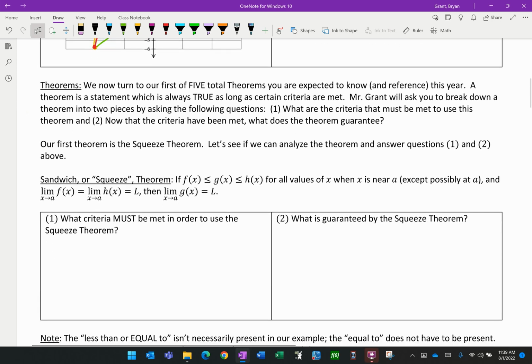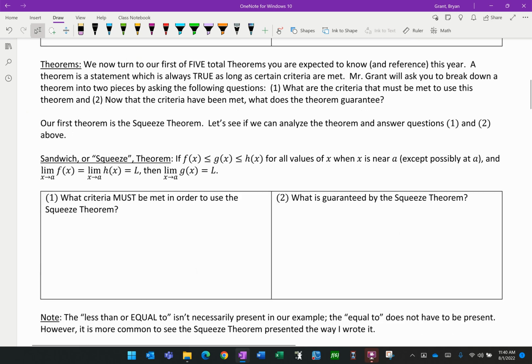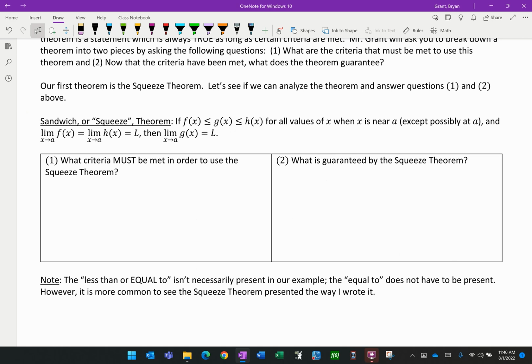Our first theorem, as mentioned above, is the squeeze theorem. So let's see if we can analyze the theorem and answer questions 1 and 2 about it. Sometimes it's called a sandwich, by the way. The sandwich or squeeze theorem says, if f of x is less than or equal to g of x, which is less than or equal to h of x for all values of x when x is near, maybe that should be in quotes because it's not a very mathematical word, right? For when x is near a, except possibly at a, and the limit of f of x, the smallest function, equals the limit of h of x, the largest function, and they both equal a value, then the limit of the middle function equals the same value.